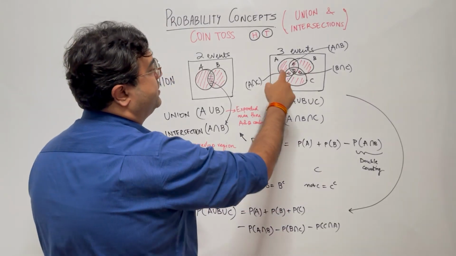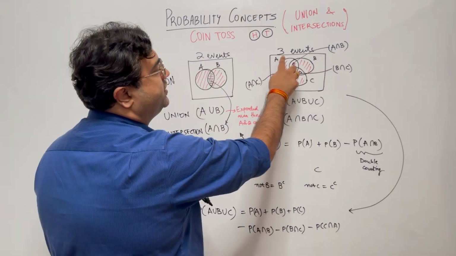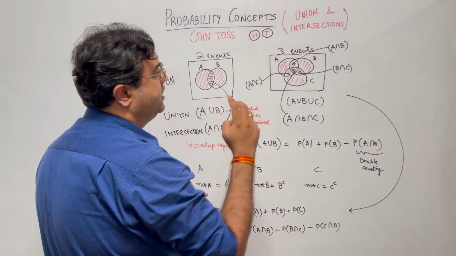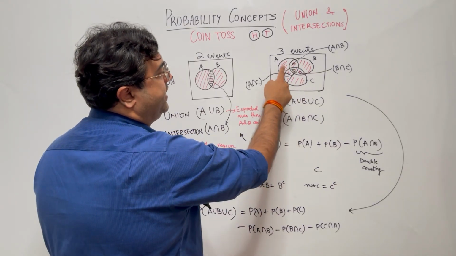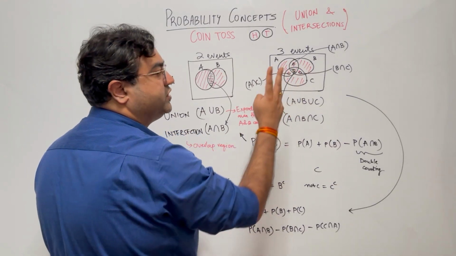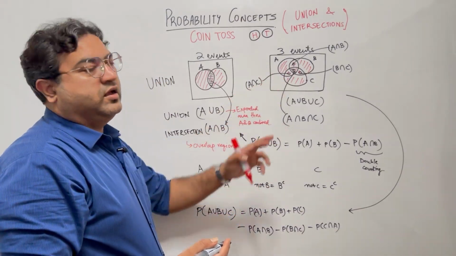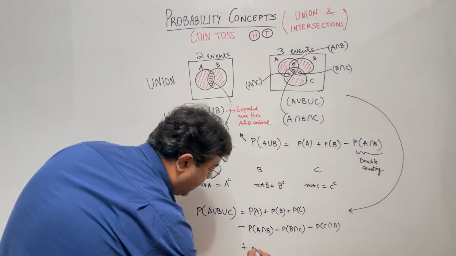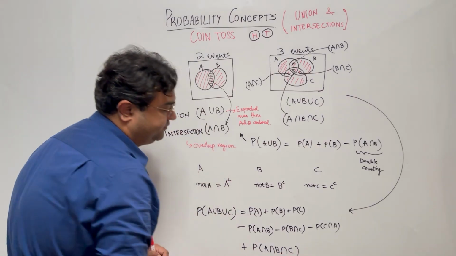So what we have done, if you think about this center portion, is we counted it in A, counted it in B, and counted it in C. So 3 times we have counted. Now we have subtracted it in A and B, then A and C, and then B and C. So 3 times we have already subtracted. So then this is out of the equation. So we have to again add A intersection B intersection C.